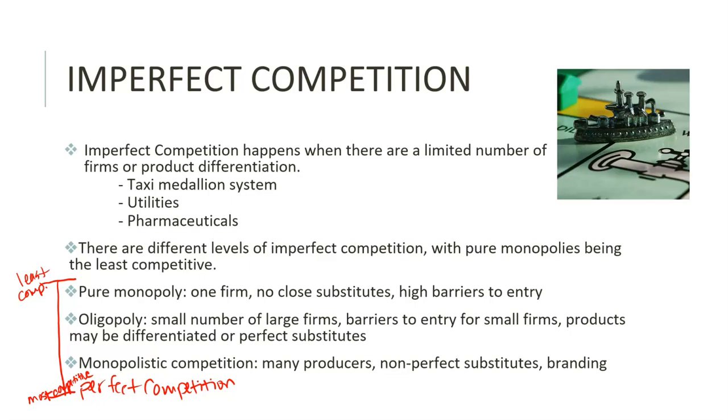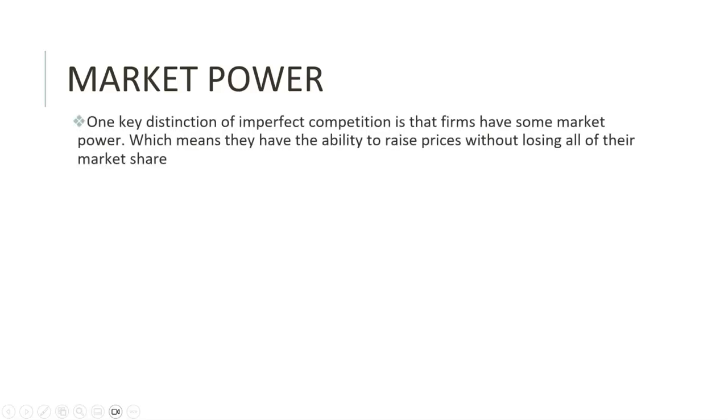Okay, so we see this range here, and depending on a whole bunch of factors, we'll talk about why it makes it more or less competitive, and how that is going to impact consumers, consumer surplus, the economy overall, and market power. This is going to be one of the key distinguishers between perfect and imperfect competition. Market power means that our firms no longer are price takers. They can raise prices without losing all of their market share.